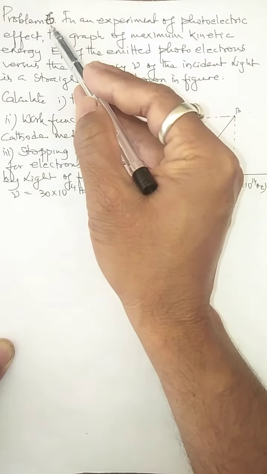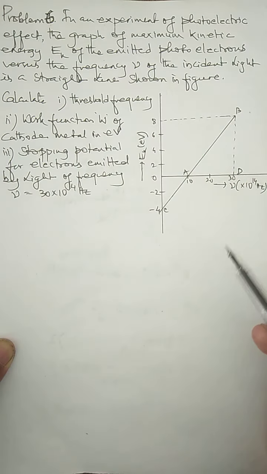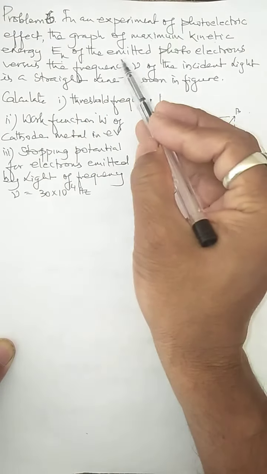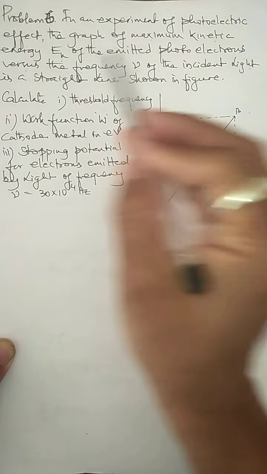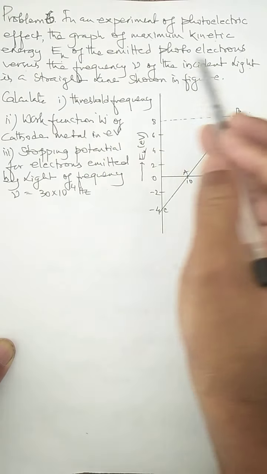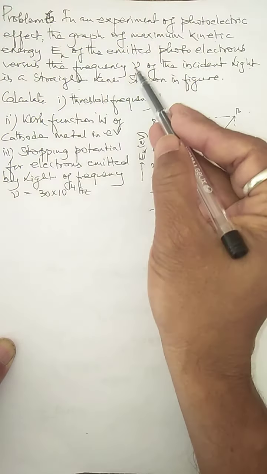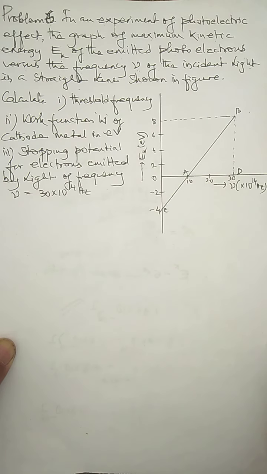Now problem number 6 says that in an experiment of photoelectric effect, the graph of maximum kinetic energy, that is Ek, of the emitted photoelectrons versus the frequency, that is nu, of the incident light, is a straight line shown in the figure. Now you know kinetic energy depends upon the frequency. When the frequency of incident light increases, kinetic energy also increases. That's why the nature of the graph will be a straight line but not passing through the origin. And that graph is shown here.